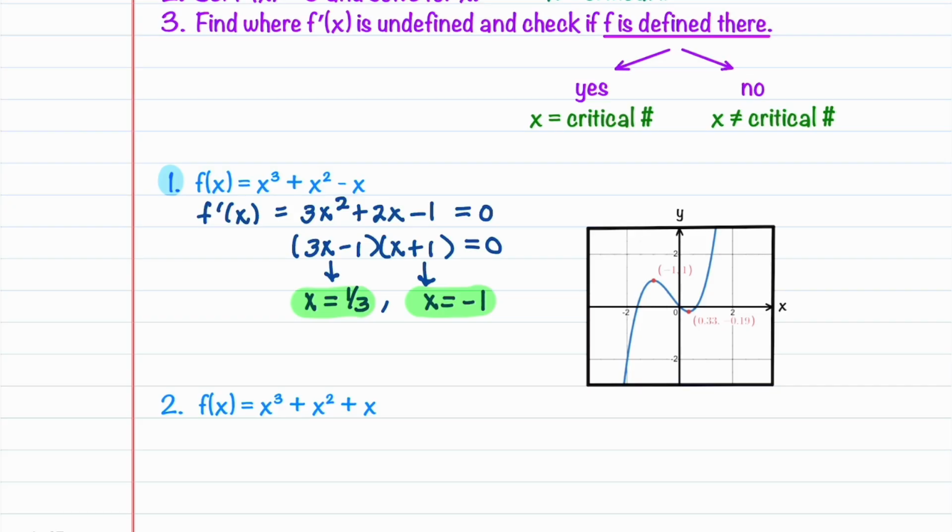Over here on the right, I have graphed this function just so that you can see what it looks like when we have a critical number. When x is -1, the slope of our curve is equal to 0, and we have what's called a local max. And then when x is at 1/3, we also have a slope of 0. And at that point, we have a local min.